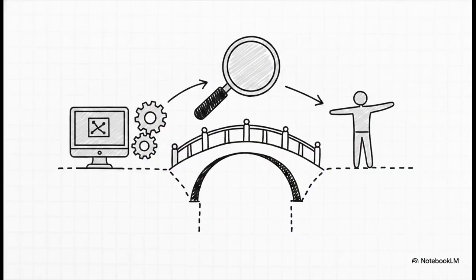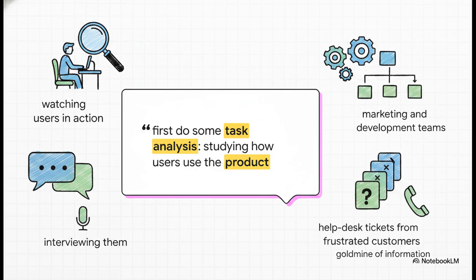Okay, moving on to section 2, the art of task analysis. Because to cure this whole documentation dilemma, we really have to bridge that gap between the machine and the human. There's a great quote that sums this up. To write in a task-oriented manner, you must first do some task analysis, studying how users use the product or do the task. Basically, you have to do the groundwork.